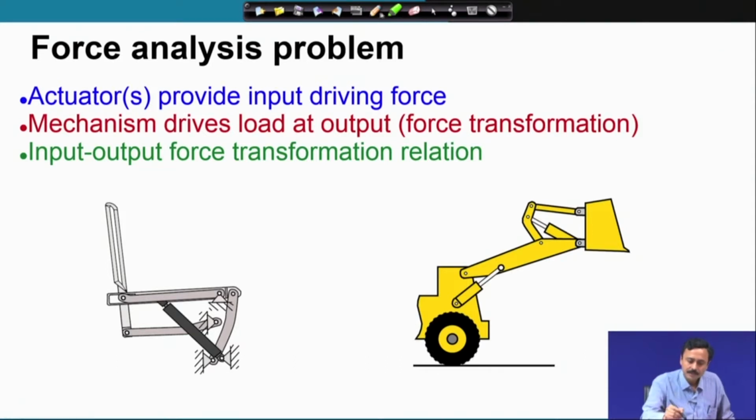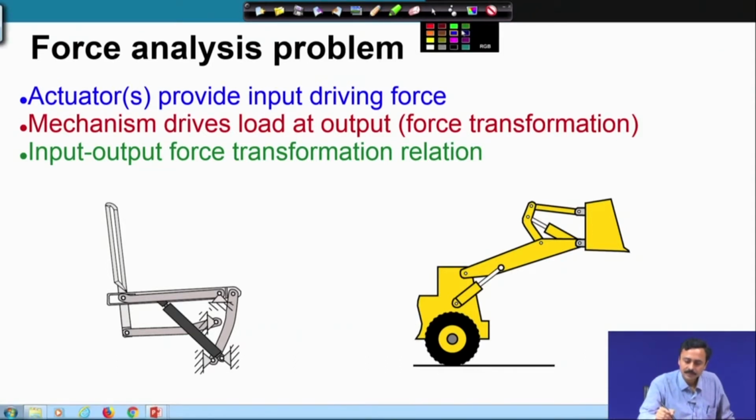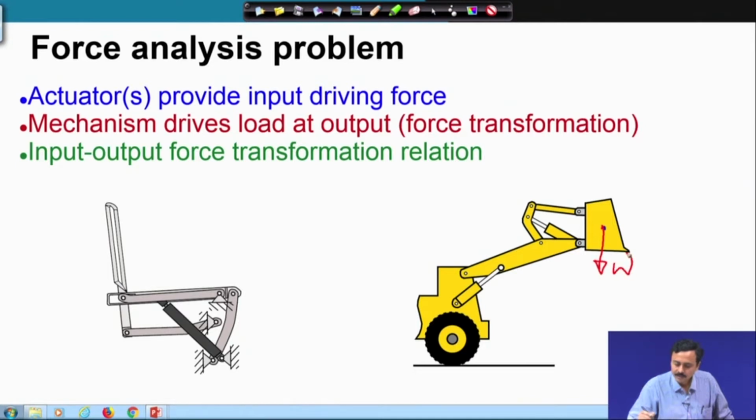This is another example. If I am carrying a certain load, what should be the forces at the actuators to balance this load? So, this is our problem that we are going to discuss here.